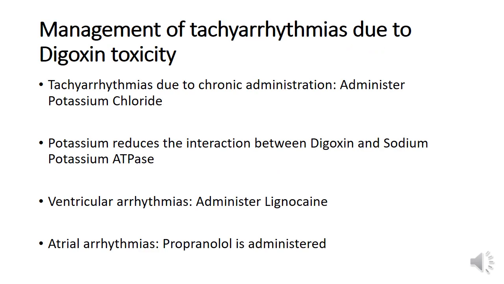So how do we manage these cardiac toxicities? Suppose the arrhythmias are due to chronic administration of digoxin, I have to administer potassium chloride because potassium reduces the interaction between digoxin and the enzyme sodium potassium ATPase, reducing the toxicity. Lignocaine may be used to terminate ventricular arrhythmias, and propranolol is used to overcome atrial arrhythmias. Propranolol reduces the conduction in the AV node, so the impulses from the atria will not reach the ventricles.